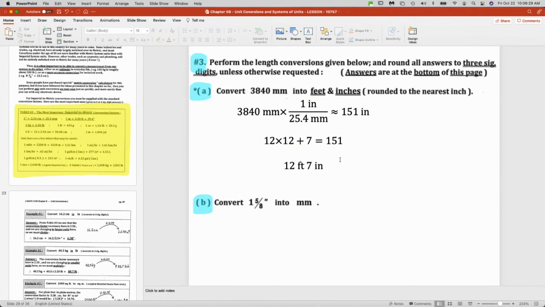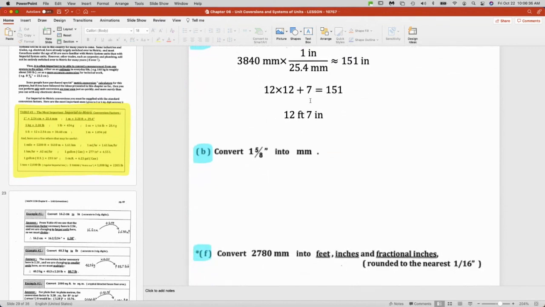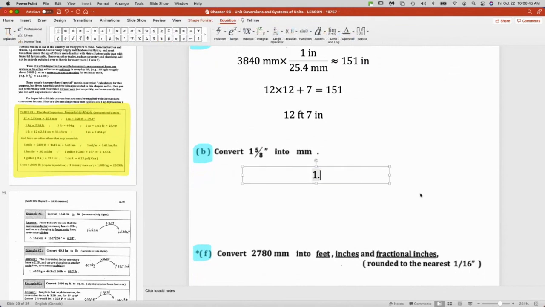So hopefully that wasn't too dangerous. I have peppered you with a lot of these in the assignments and on the test. So for that reason, I'm just going to move on to the next one. This time we have inches to millimeters. 1 5/8. So what's 5/8 as a decimal?